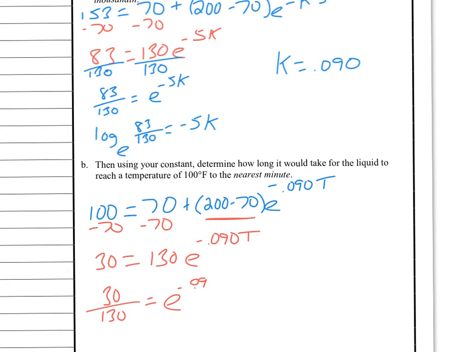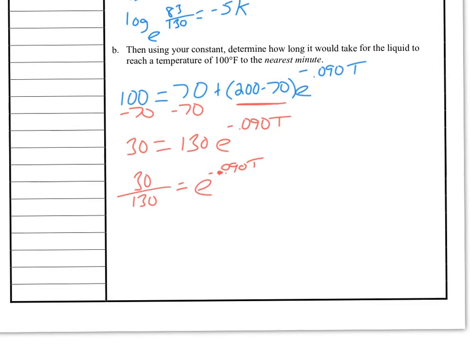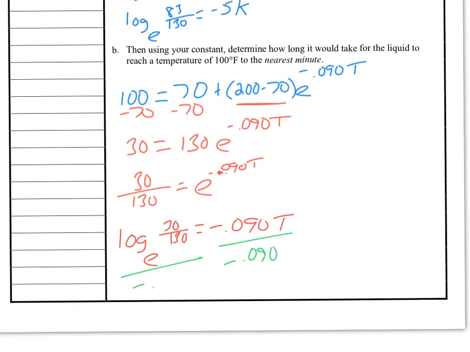0.090 t. We're now going to change to logarithmic form. Finally said it right. Log base e of 30 over 130 equals the negative 0.090 t. Okay, go to your calculator, type it in. When you're done this side, you're going to divide both sides by negative 0.090, and you'll have your answer.